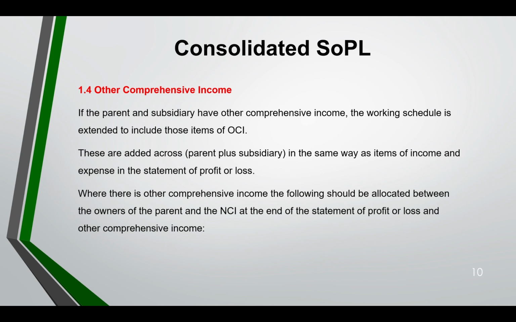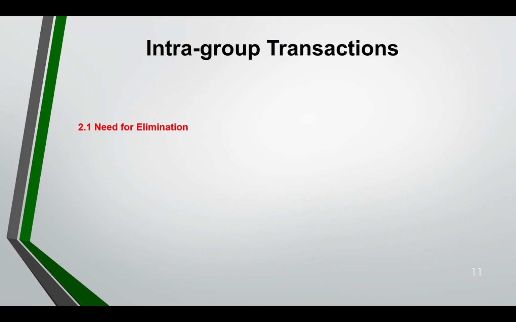Where there is other comprehensive income, the following should be allocated with the parent and the NCI. Same how you allocate profit for the year, even other comprehensive income, you have to allocate among the parent and the NCI. So profit and total. Remember, when you allocate your other comprehensive income, this profit is already added. That's why it is total comprehensive income that you allocate, not the OCI. It is TCI that you allocate among the parent and the NCI.